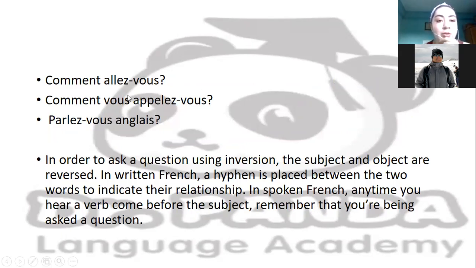Okay, kasi yung subject pronoun comes after the verb, o yung verb na una sa subject pronoun. So in order to ask a question using inversion, the subject and the verb are reversed. In written French, a hyphen is placed between the two words to indicate their relationship. In spoken French, anytime you hear a verb come before the subject, remember that you're being asked a question.